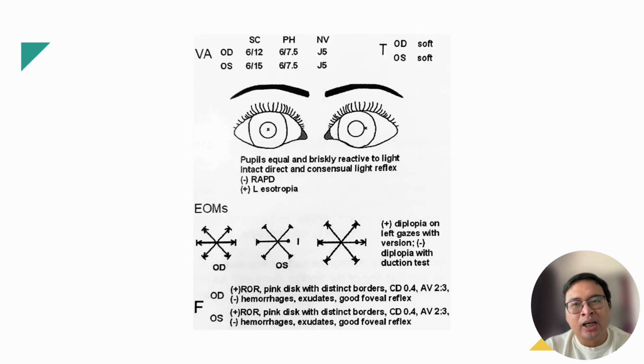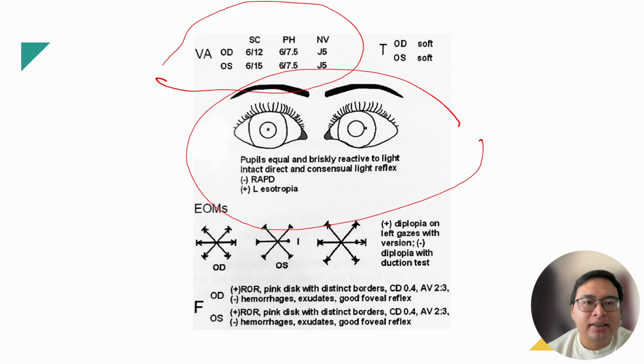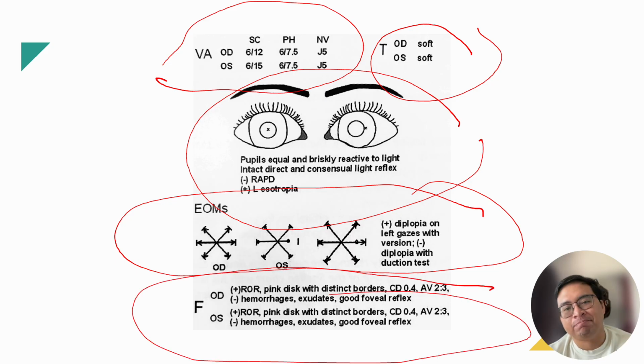Okay? So in summary, these are the findings in the basic eye exam. You note the visual acuity. This is the gross eye exam. This is the test for the intraocular pressure or digital tonometry. This is the test for the extraocular movements. And lastly, this is the test for your fundoscopy. Alright. So that's it. And let's proceed now to the examination of the oral cavity.